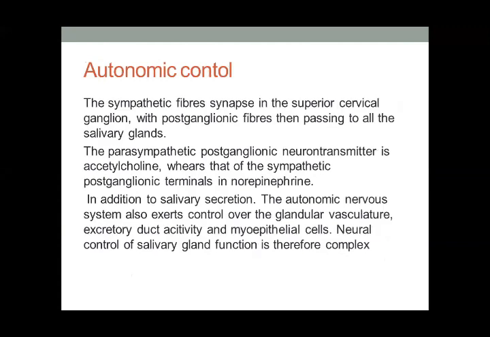Autonomic control: the sympathetic fibers synapse in the superior cervical ganglion with postganglionic fibers then passing to all the salivary glands. The parasympathetic postganglionic neurotransmitter is acetylcholine, whereas that of the sympathetic postganglionic terminus is norepinephrine. In addition to salivary secretions, the autonomic nervous system also exerts control over the glandular vasculature, secretory duct activity, and myoepithelial cells. Neural control of salivary gland function is therefore complex.